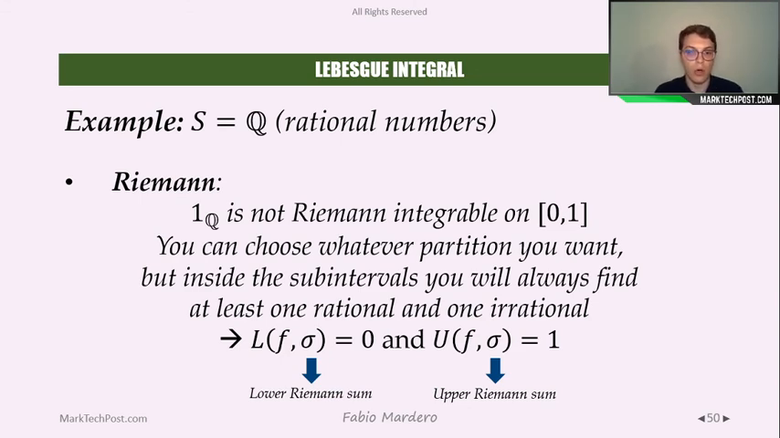So the lower Riemann sum will always be equal to 0, because when the indicator function on Q is computed on an irrational number, it will give us 0. But the upper Riemann sum will be equal to 1. So the lower Riemann sum and the upper Riemann sum are not equal. So the Riemann integral could not be computed here.